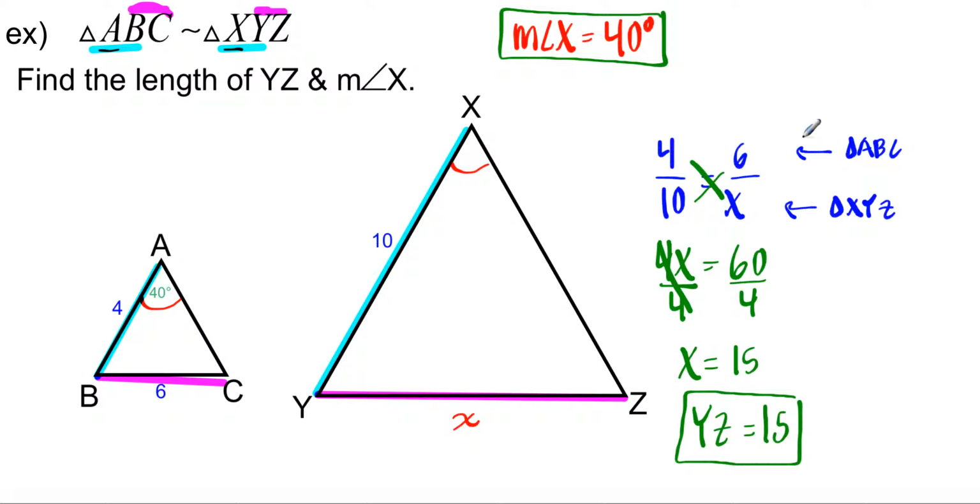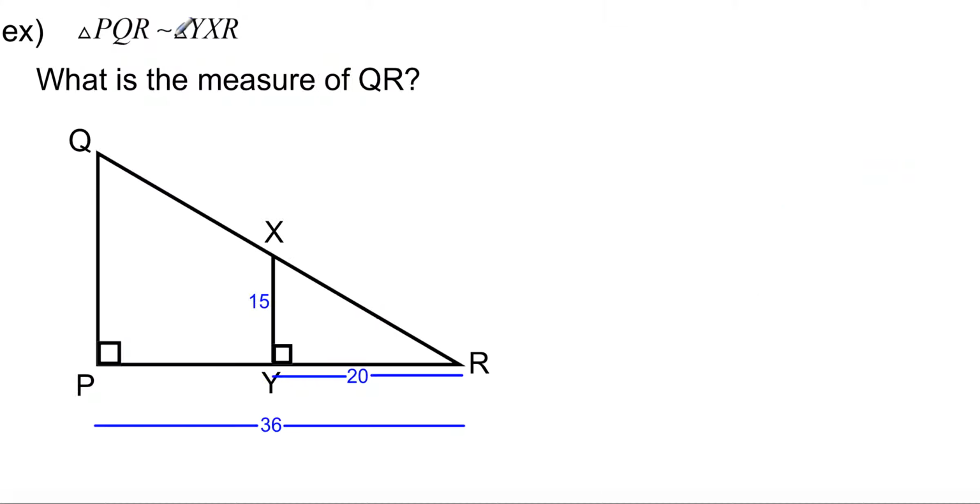All right, this one's pretty straightforward. The next one I'm going to give you, though, has a little curveball in it. Two things here. We've got triangle PQR is similar to triangle YXR. What is the measure of QR? Well, this is a common way to see similar triangles or similar figures of any kind.